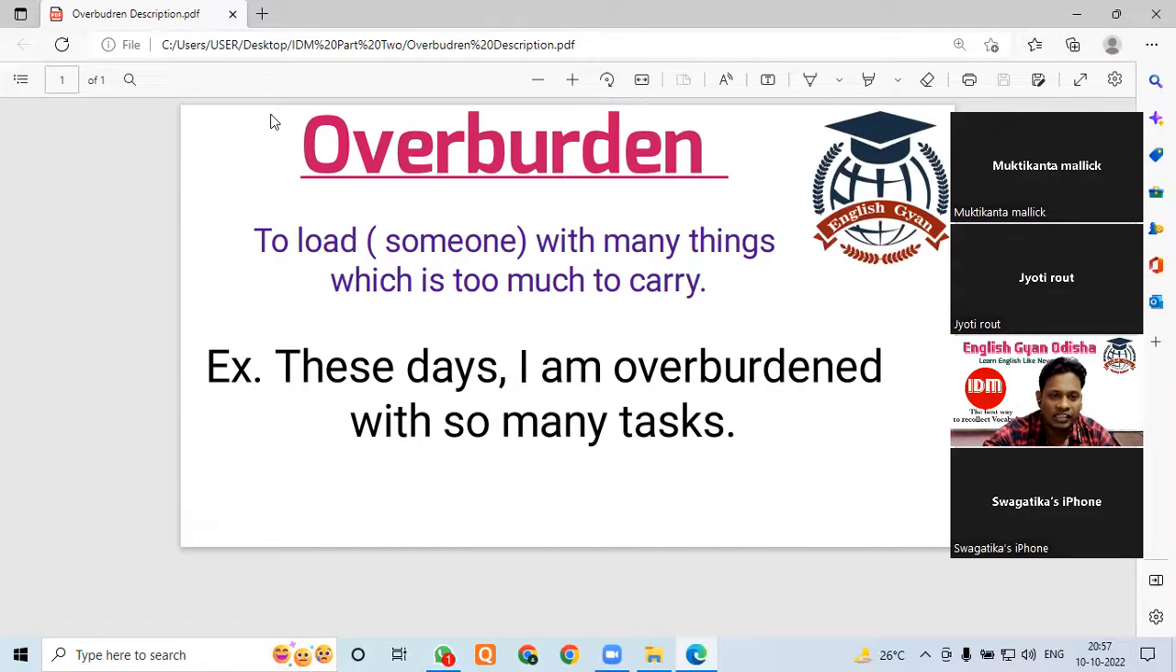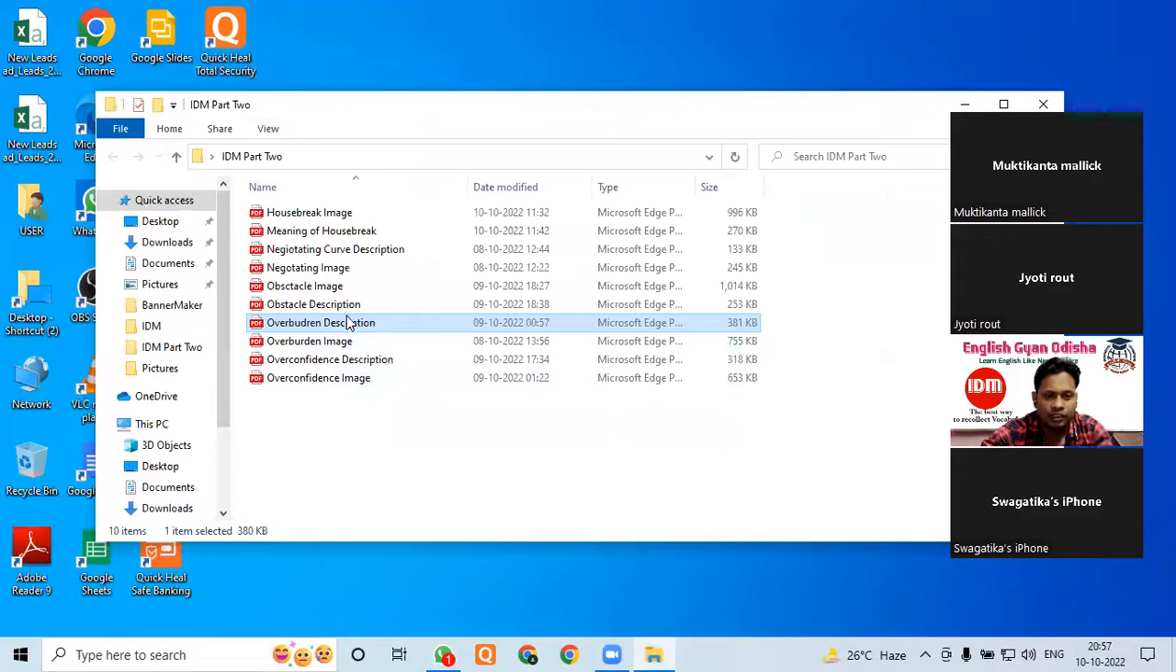So let's go to the next one. Now just take it out. Yes, sir. Sir, there is no gap between over and burden. No gap. Let me put it once more. It is a single word, sir.